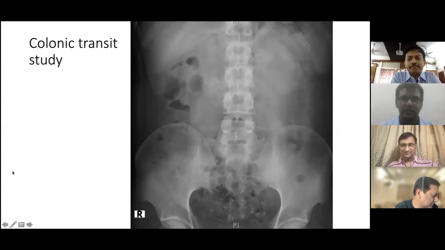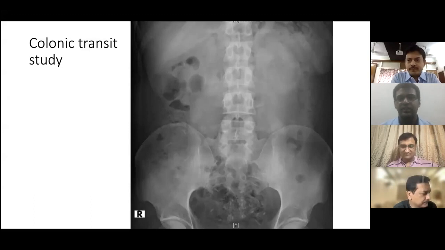Can we put the slide for transit study? Next one. Yeah. So John, this is the transit study picture, X-ray at the end of the study. So how do you interpret this image? So in this transit study, we can see various radiopaque markers. However, predominantly they are concentrated in the rectosigmoid region, which is again suggestive of a dyssynergic defecation. That's again a very important point.